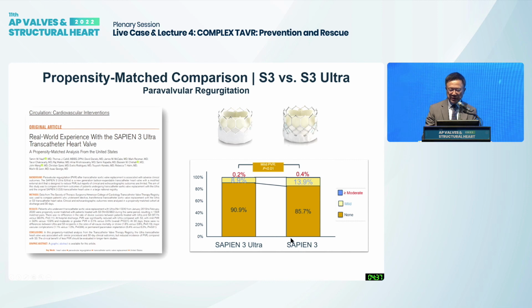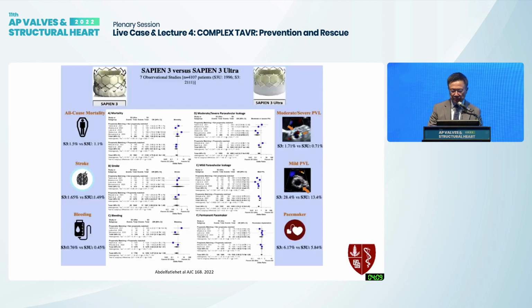For example, here, SAPIEN 3 in terms of the percentage of having mild or moderate perivalvular leak. S3 is around 14.3%. And if you look at S3 Ultra, it is now down to about 9% for mild, very little greater than moderate. So what does the cuff really do is that for the same amount of area expansion, now you have a better chance of sealing and therefore don't have to oversize it too much.